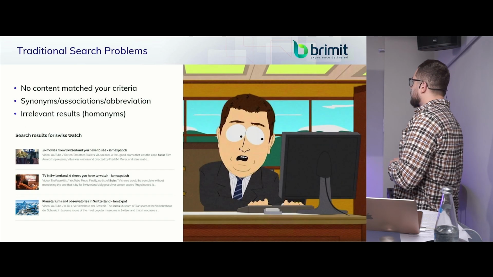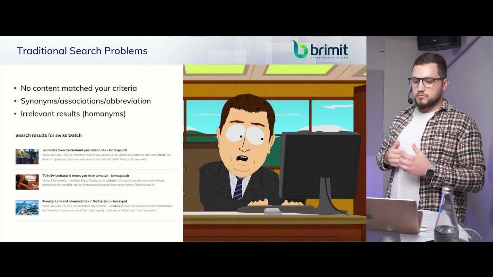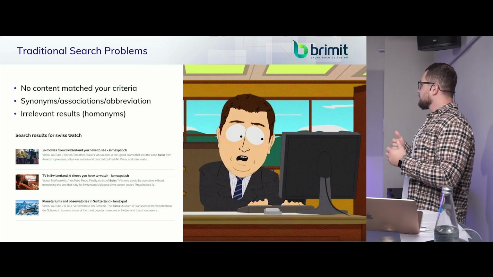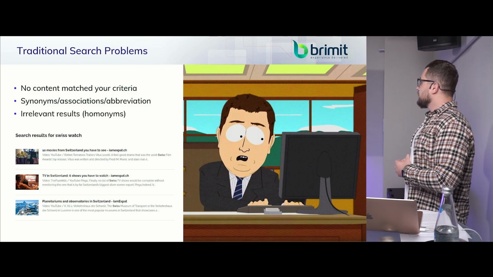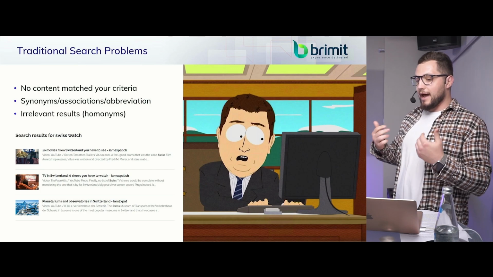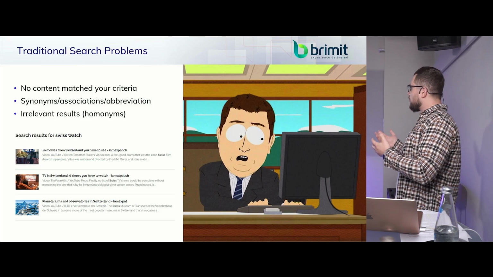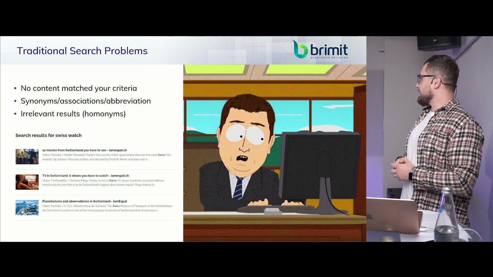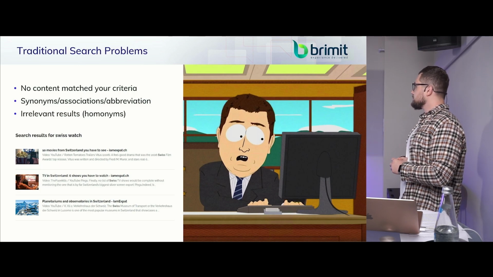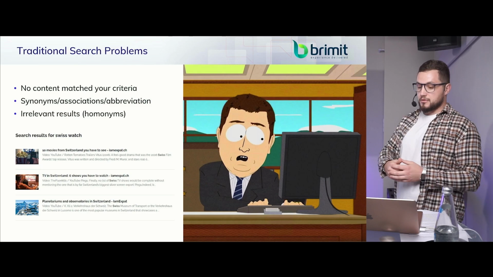Another search problem is relevant results. For example, when you try to search for something like Swiss watch, the search doesn't understand this. I want to get results about wristwatches like Rolex or Tissot, but I get results about movies in Switzerland. And it is also a problem of search at the current moment.